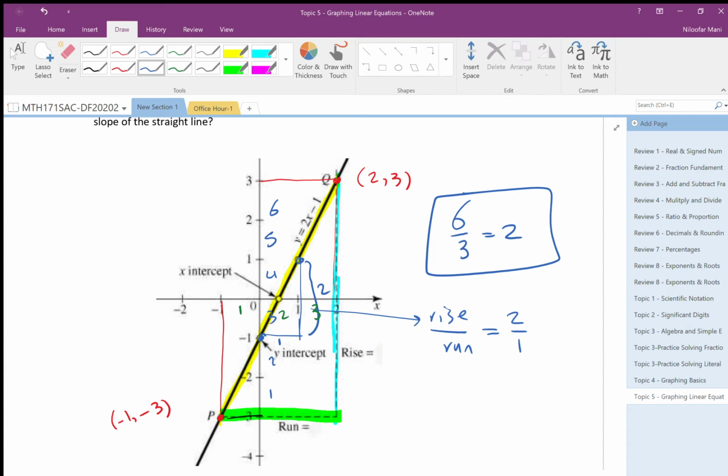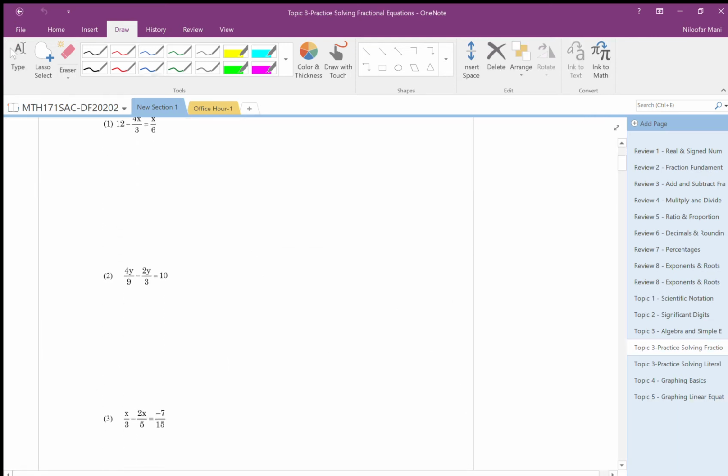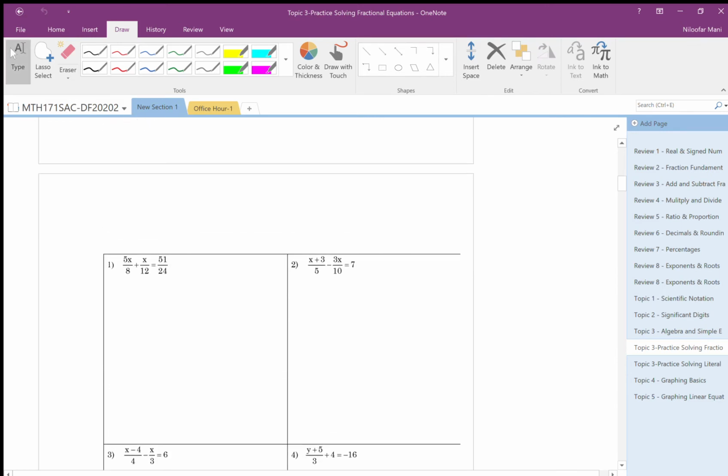Okay, so when I say change, I mean the largest minus the smallest. Or it doesn't matter, so one of them minus the other one, but I have to keep that in my mind. Okay, so what happened here?